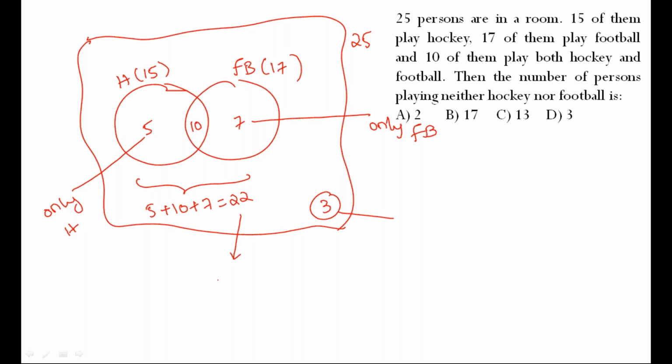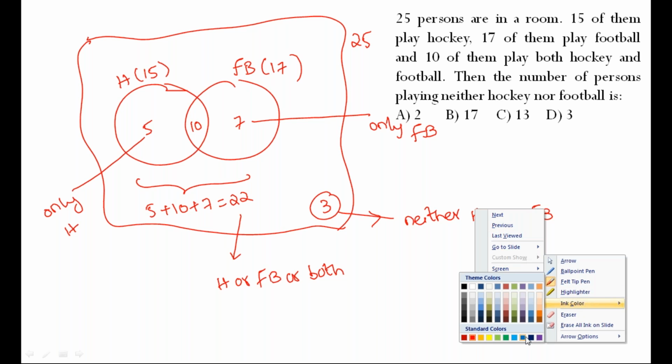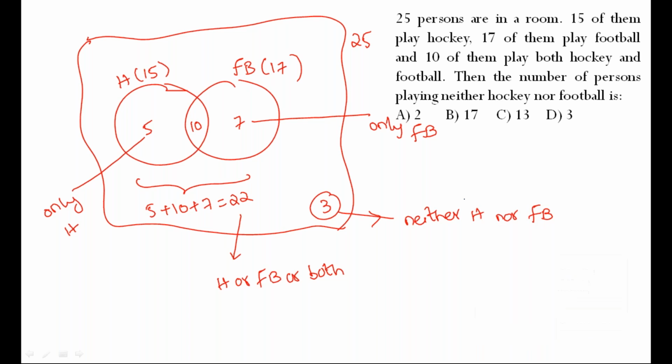What is this 22? Hockey or football or both. But what is this 3? Neither hockey nor football. Neither hockey nor football is what this 3 is. Right? Excellent, friends. Three persons are neither hockey nor football.